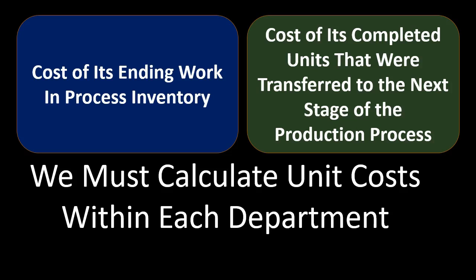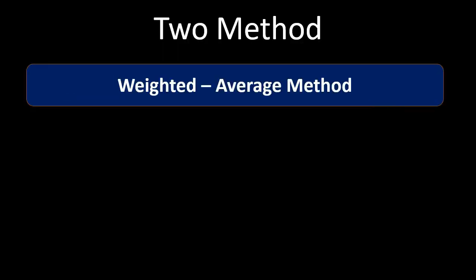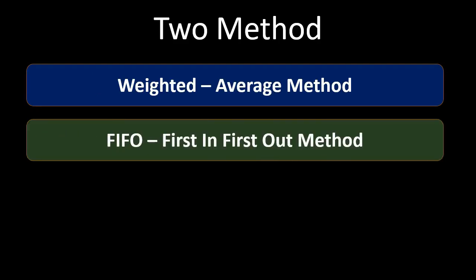Note that when we think about the journal entry, we're thinking about a dollar amount, of course, because we're thinking about financial statement transactions. To get there, however, we're going to have to think about units of inventory. So we must calculate the units of inventory within each department. A couple methods we can use to do that: one's the weighted average method, and the other is a first in, first out method.